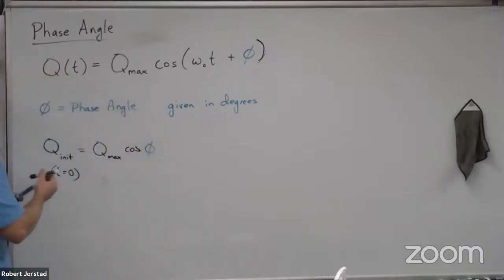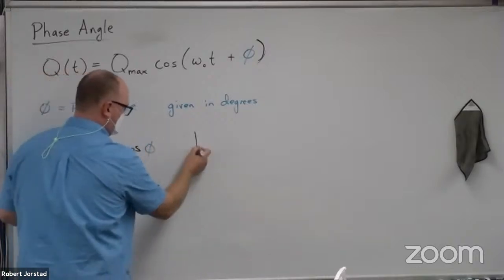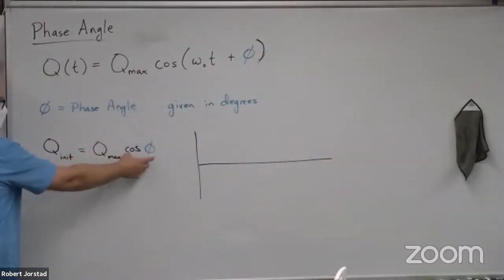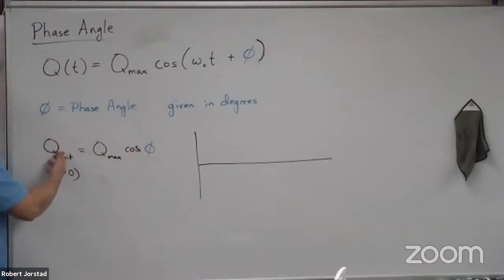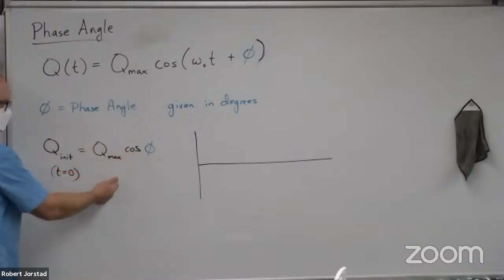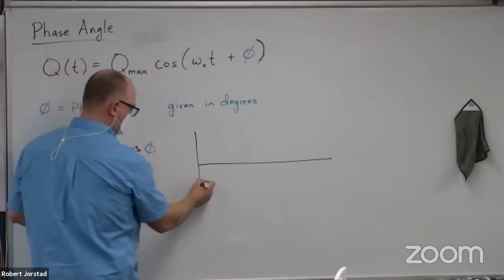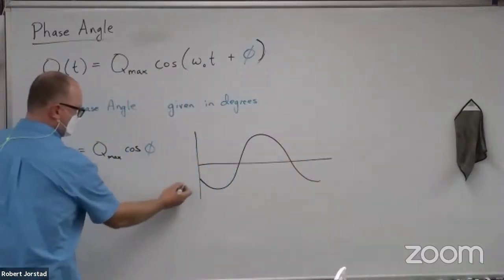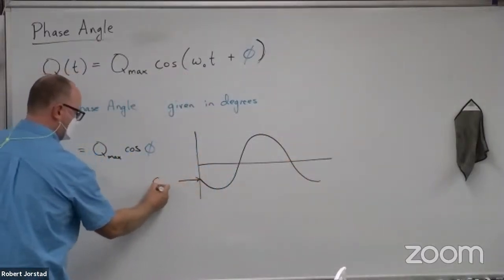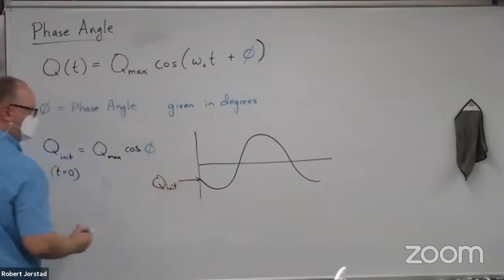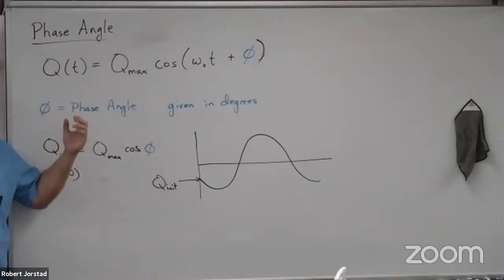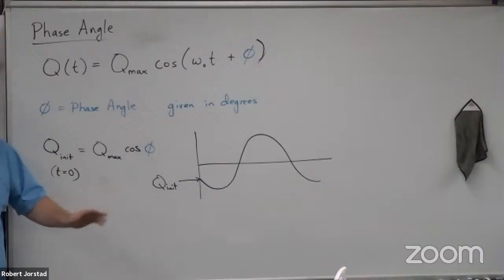So essentially what we're saying here is, if you have a plot like this, if you tell me the phase angle, it's a multiplicative factor that tells you where you start in the cycle. It could be positive or negative, right? So you could have something that looks like this. And the idea is this point right here is Q initial, the initial value. So the phase angle is simply a term that helps us decide where you start in an oscillation. That's it. Good enough? Okay.